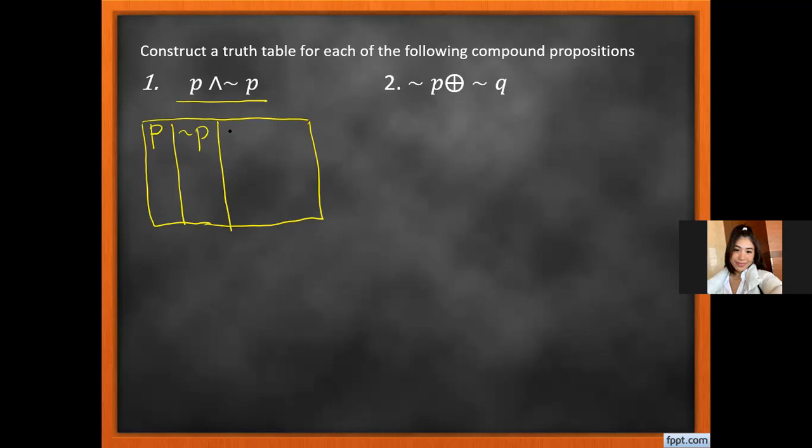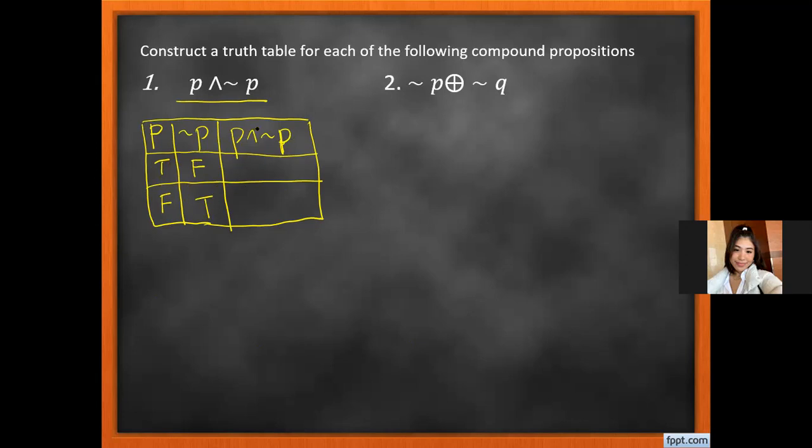And then we can now have P and negation of P. Since we only have one proposition here, the possible truth value of proposition P is either true or false. So if statement P is true, this must be false. If statement P is false, this must be true. So P and negation of P.